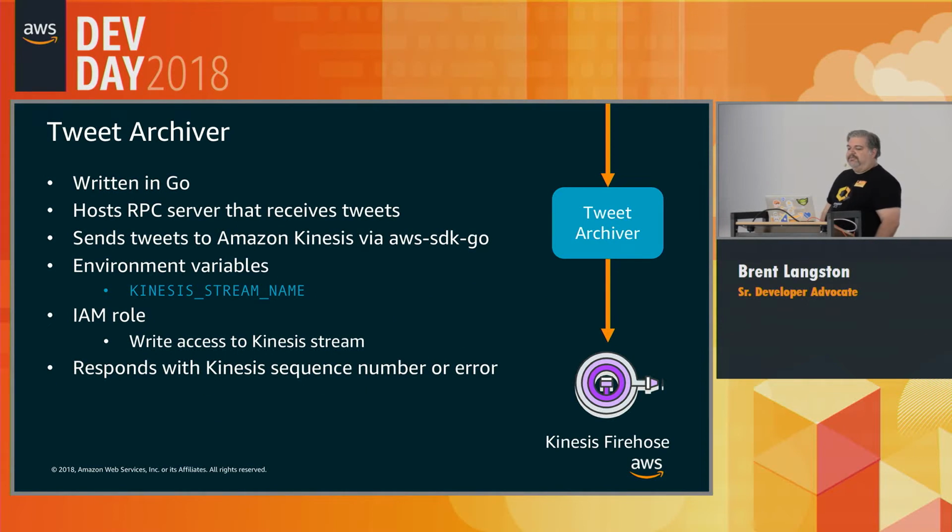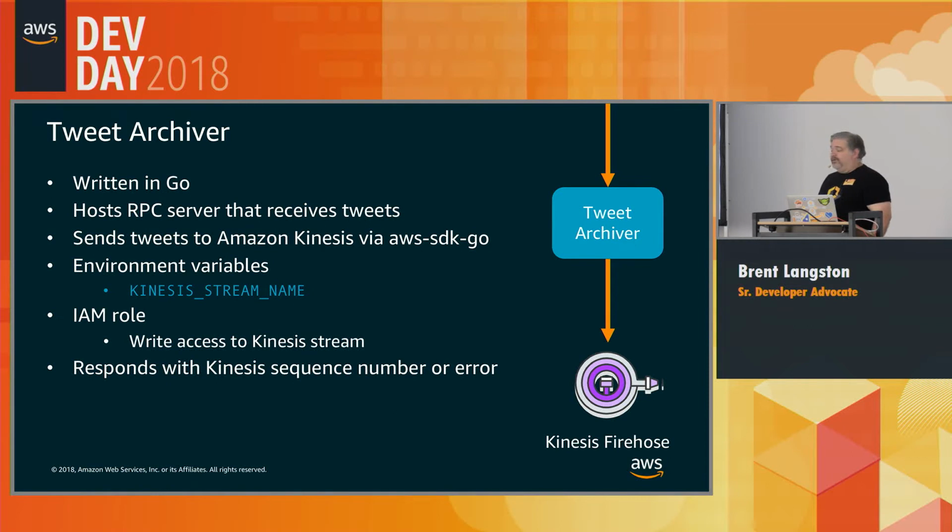The archiver, again, also written in Go, hosts the RPC server that the collector talks to, and then it sends tweets to Kinesis using the AWS SDK. So its environment variable is basically the Kinesis stream name. These two things together will collect and then write every tweet that matches your search term.